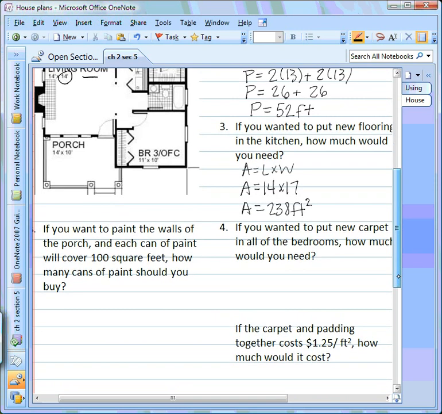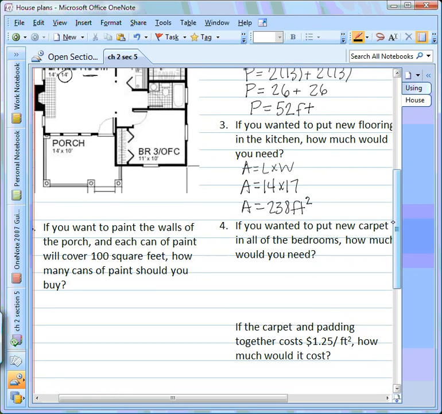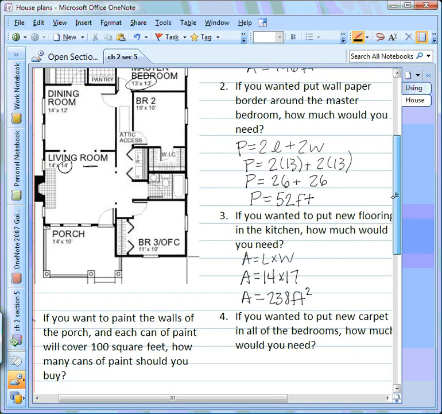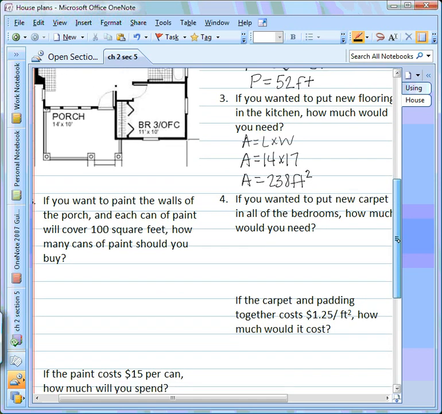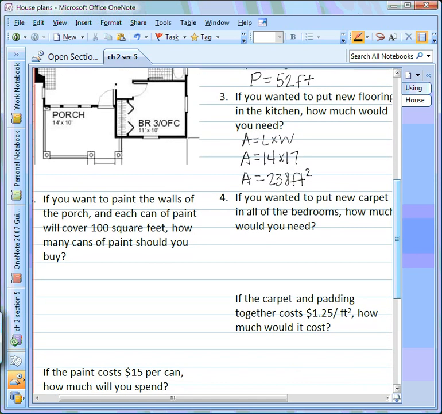Okay, let's look at number 4. If you wanted to put new carpet in all of the bedrooms, how much would you need? This is a tricky question because we have to find the area of 3 bedrooms, then add them together. We already found the master bedroom, didn't we? Oh no, we were finding perimeter for a wallpaper border, so we can't use a quick trick there. So we need to find the area of each one of these rooms.